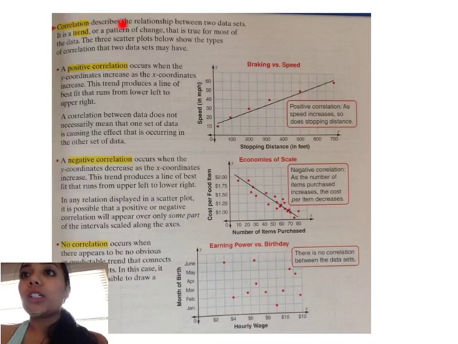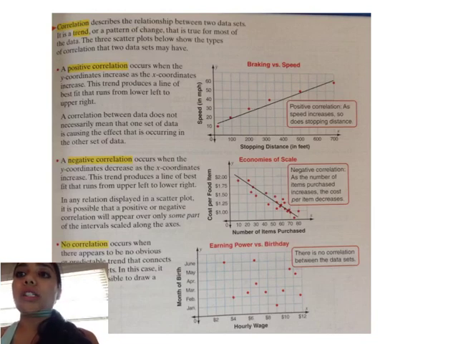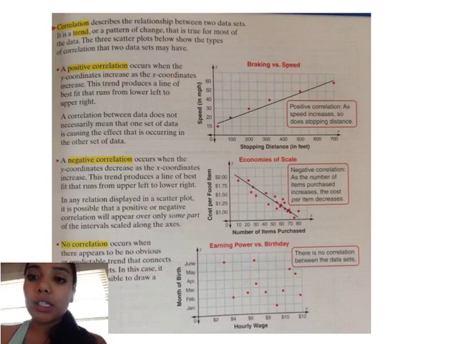A correlation describes the relationship between two data sets. It is a trend or pattern of change that is true for most of the data. The three scatter plots show the types of correlation that two data sets may have. So, a positive correlation occurs when both the y and the x coordinates increase. So when they're increasing, that means it's going to be going up. The line of best fit is a positive correlation.